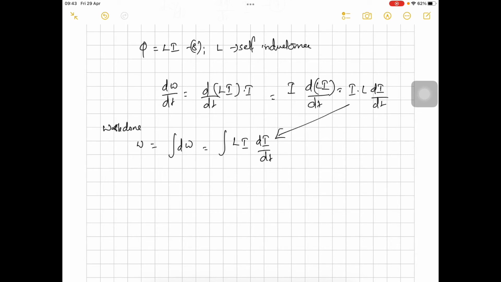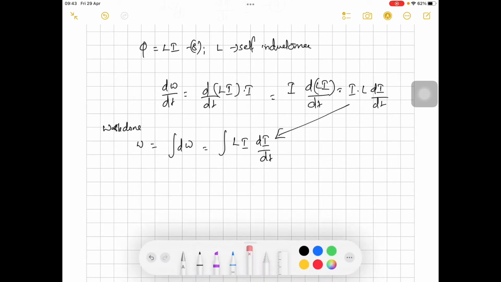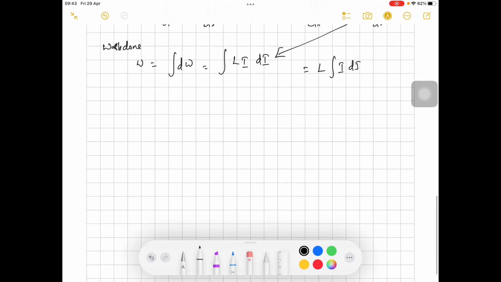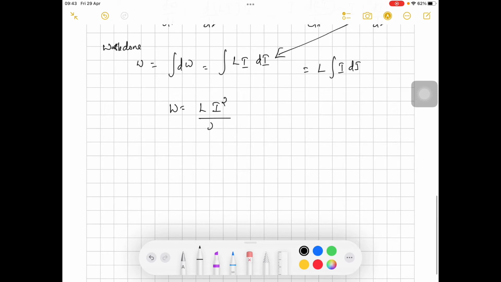Here dt is not required, because only dW is written on the left hand side. So here L is taken as constant outside, and the integral of I di is nothing but I square by 2. So W is equal to L I square by 2. Here the current is going from 0 to I.